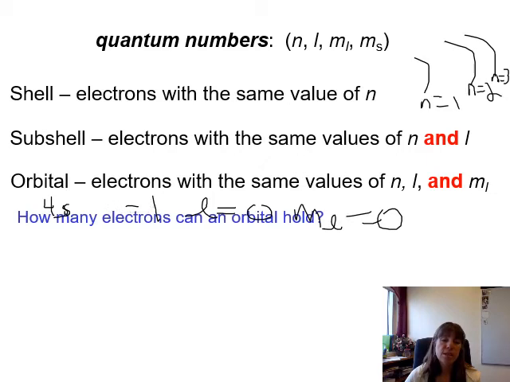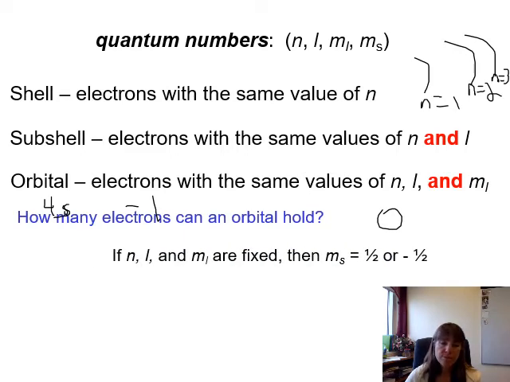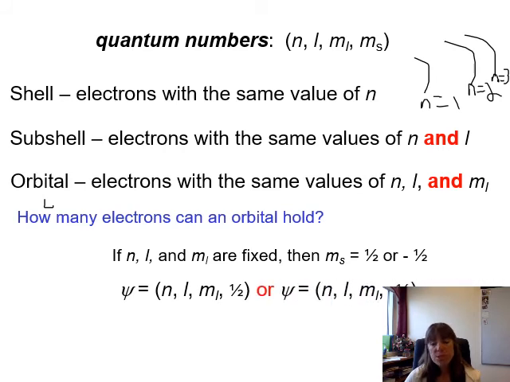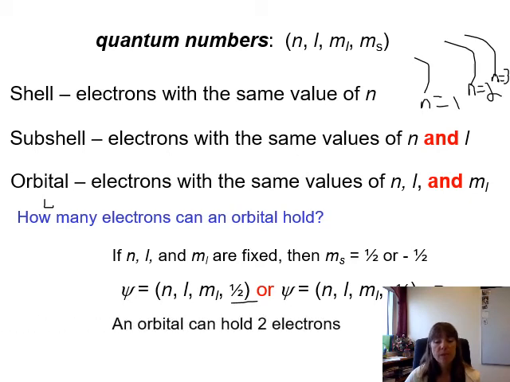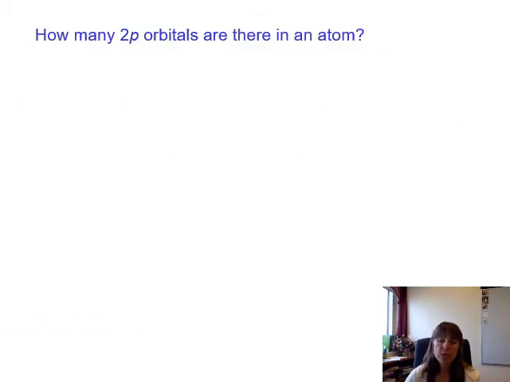How many electrons can an orbital hold? Well, it depends. Actually, it doesn't depend. It's always the same answer. One orbital can hold only 2 electrons if everything else is fixed. If n, l, and m sub l are the same, it can hold 2 electrons. So it's either plus 1/2 or it's minus 1/2. So that's what you're seeing here, plus 1/2 or minus 1/2, and that's the 2 electrons. So that's the end of the day there.